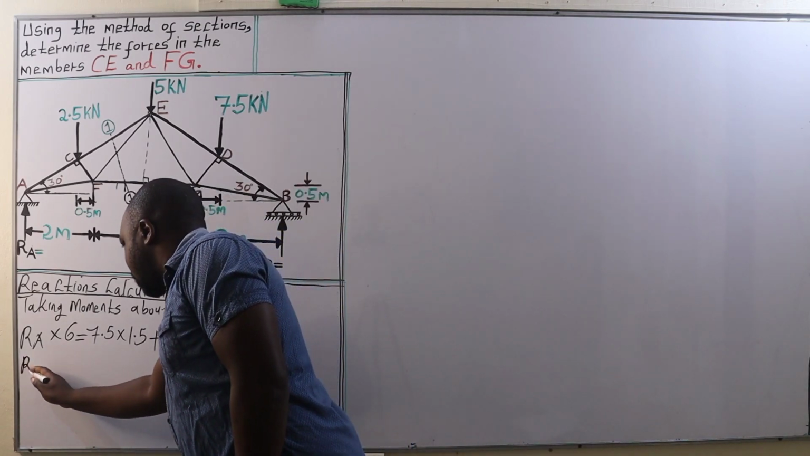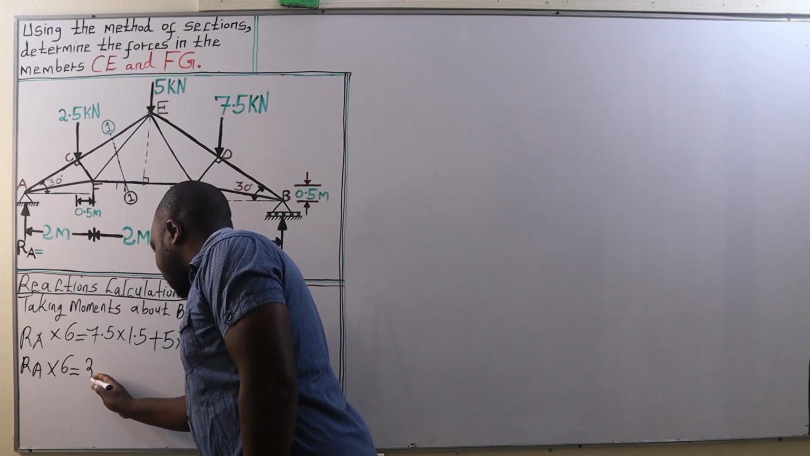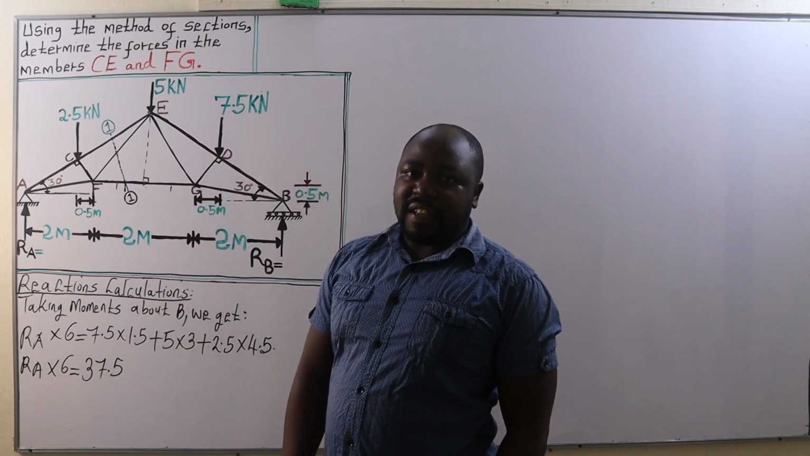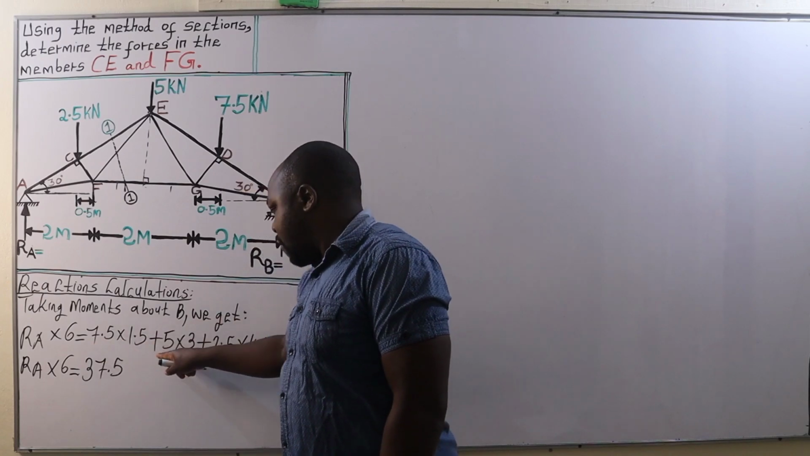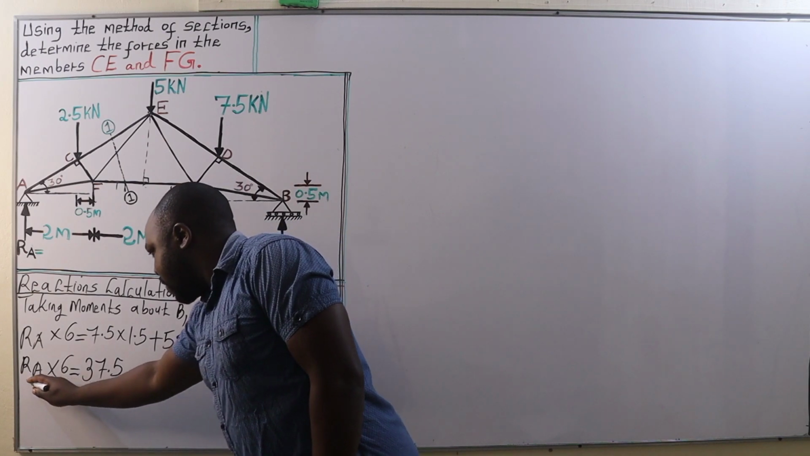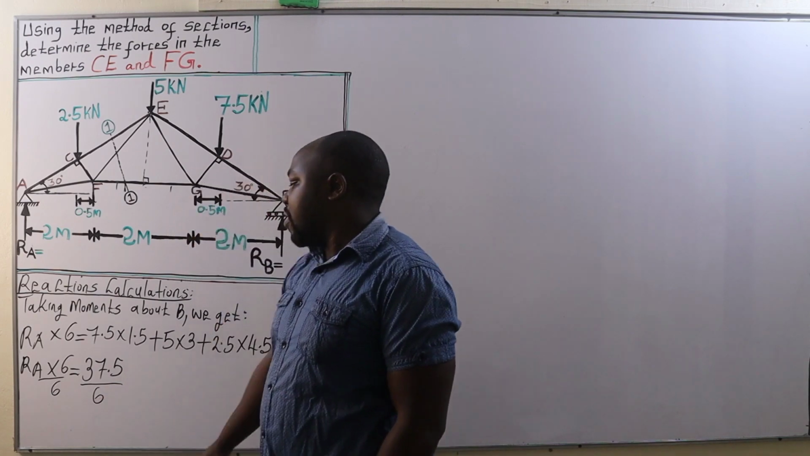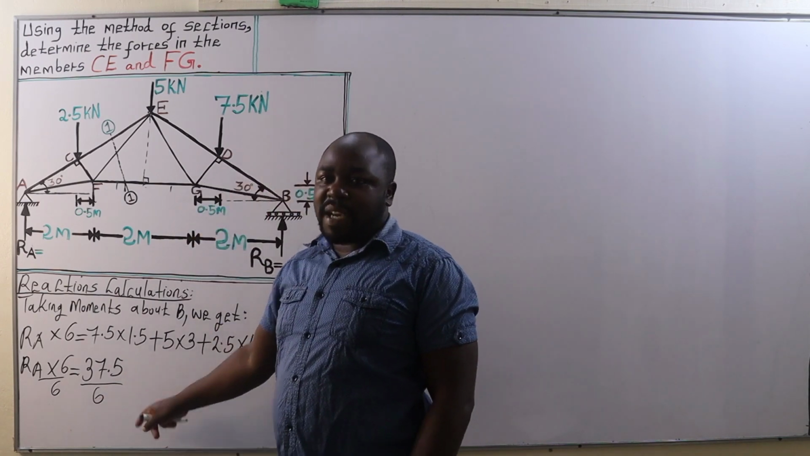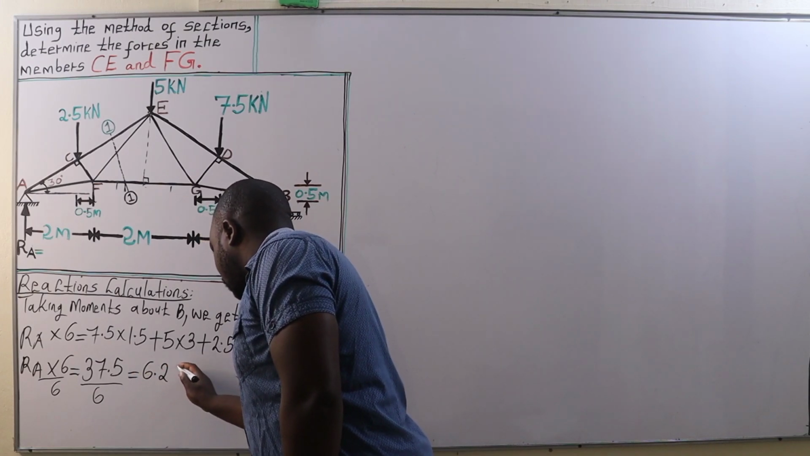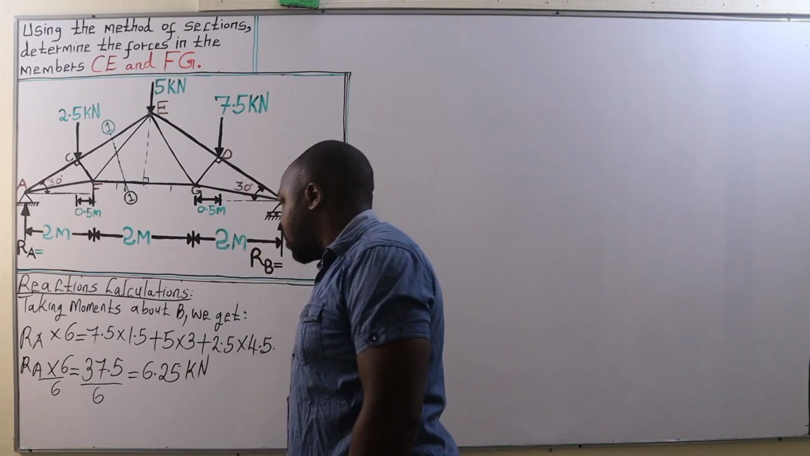Therefore, this is going to be RA multiplied by 6 being equal to 37.5 kilonewtons. That is the sum of all these multiplications. So to get the value of RA, we are going to divide both sides by 6. When you divide 37.5 by 6, that is going to be 6.25 kilonewtons. Therefore, the reaction at A is going to be 6.25 kilonewtons.